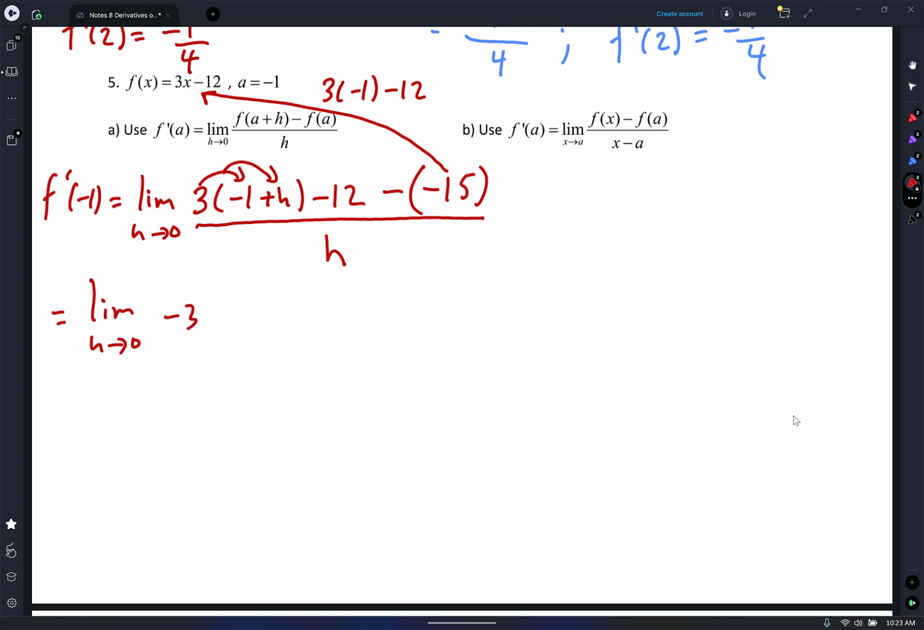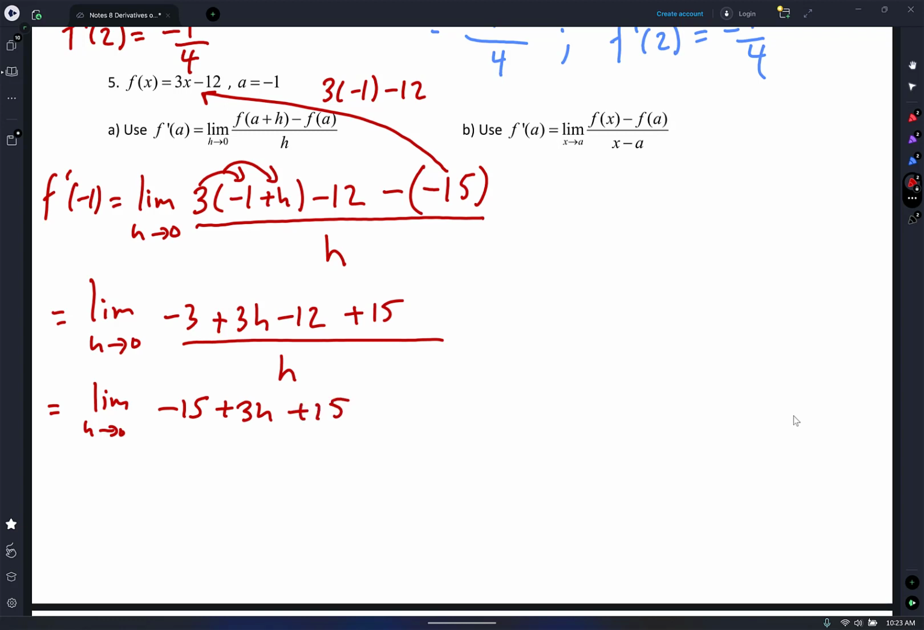So negative 3 minus, oh no, not minus, plus 3h. Are we still okay? Minus 12 plus 15. All this over h, and I guess I could have. Well, no big deal. I'm going to make another one. So limit as h approaches 0. So negative 3 minus 12, that's a negative 15 plus 3h plus 15 all over h.